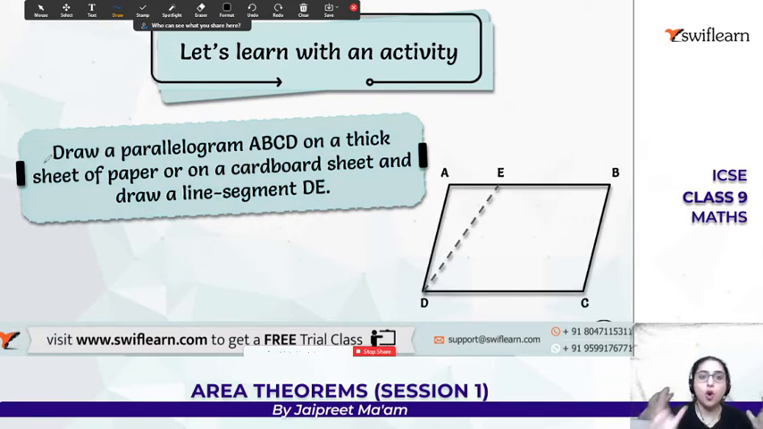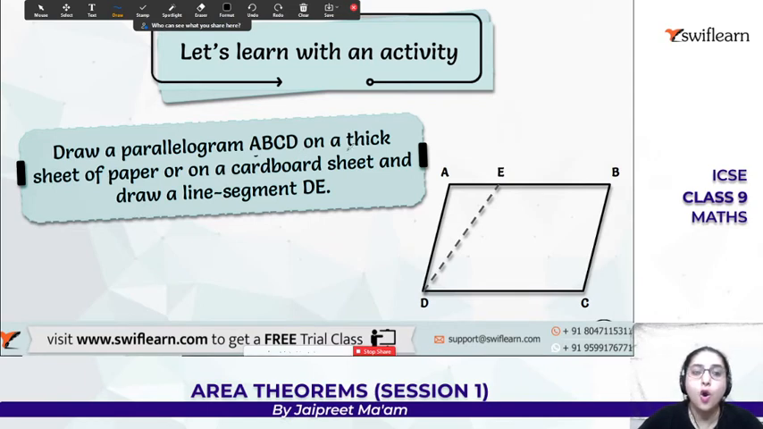So let's draw a parallelogram. Do it in your notebooks. Draw a parallelogram ABCD on a thick sheet of paper or a cardboard sheet and draw a line segment like this, DE. This is parallelogram ABCD because it has slanting lines like this. It is just like a rectangle but with slightly slanting opposite sides.